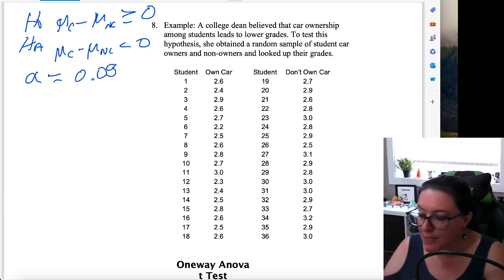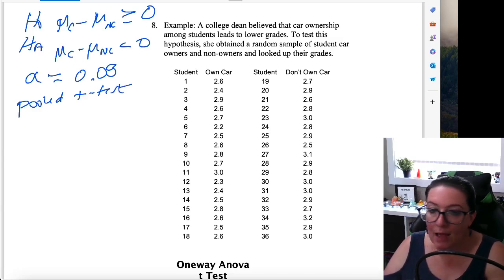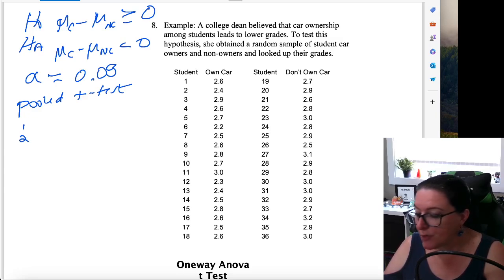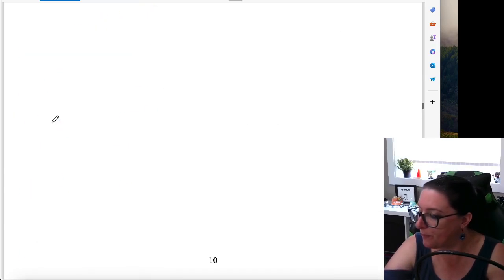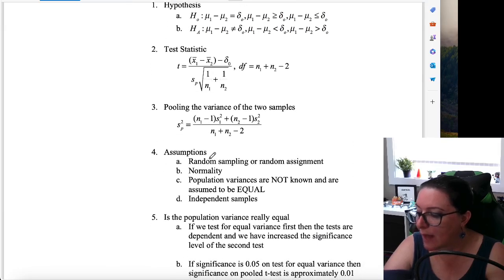Okay, and we need our test statistic. So our test statistic is we're doing a pooled t-test. Okay, and the assumptions that go with that t-test, which is that we have a random sample, that we have normally distributed underlying population, that the variances in the population of the two groups are unknown but equal. And the last one here is that we have independent samples.